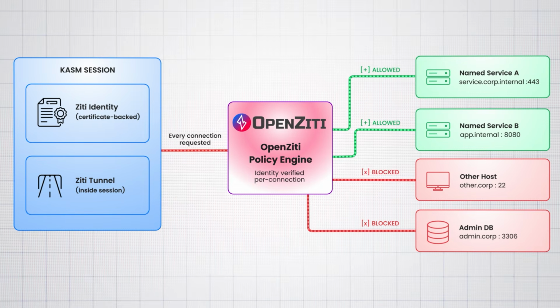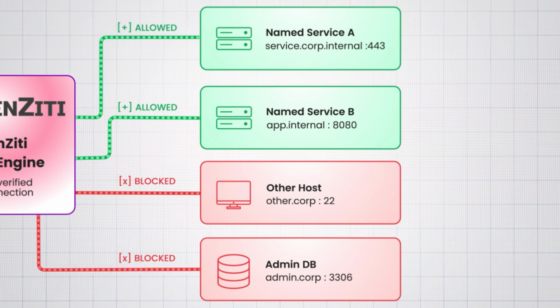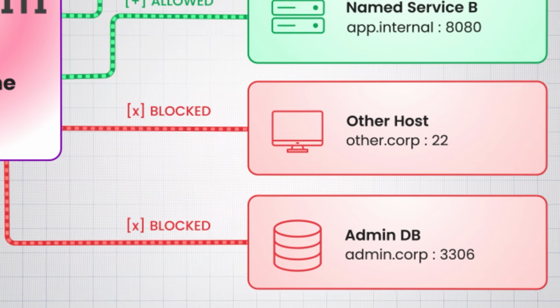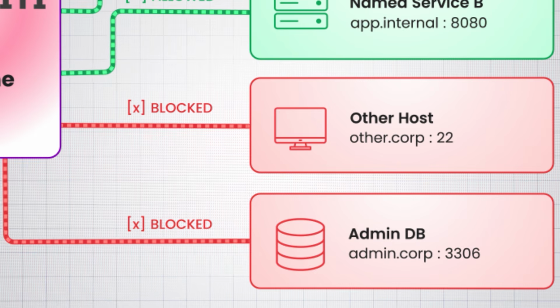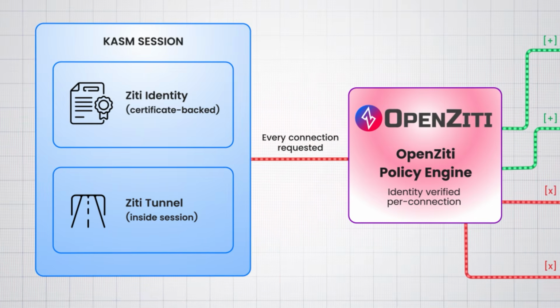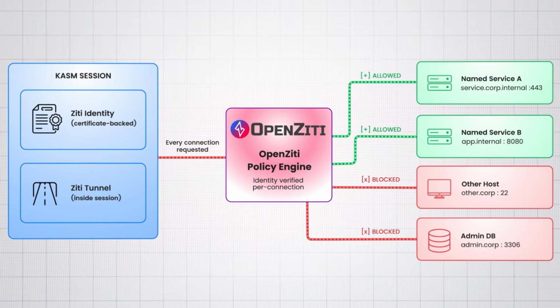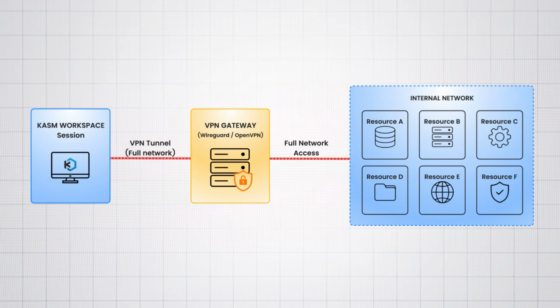OpenZiti policies then determine which named services that identity is permitted to reach. Nothing that is not explicitly permitted by the policy is accessible, and every access decision is tied to a specific identity, making audits straightforward and lateral movement risk significantly reduced compared to full network tunnel access.